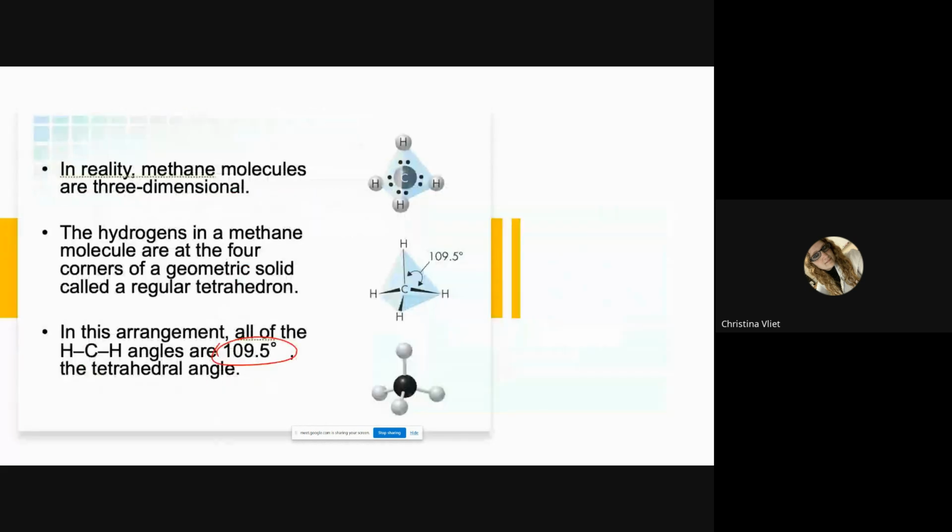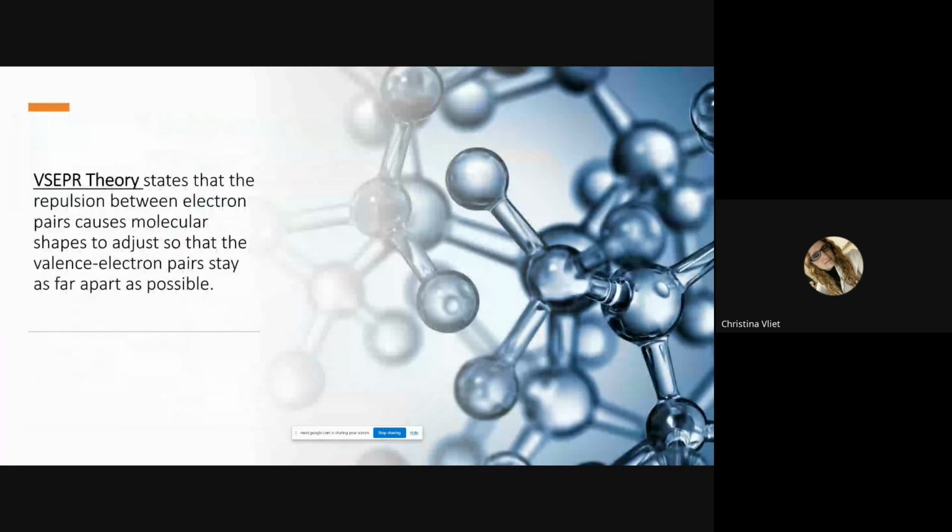What could be the reasons that you would think it would be 90, but it's actually 109.5? And so the reason why, and go ahead and write down, this is the major theory you need to know for this lesson, is called the VSEPR theory, which I'm going to write down the acronym shortly.